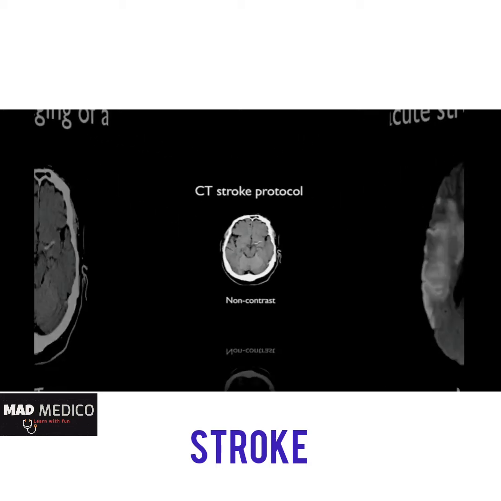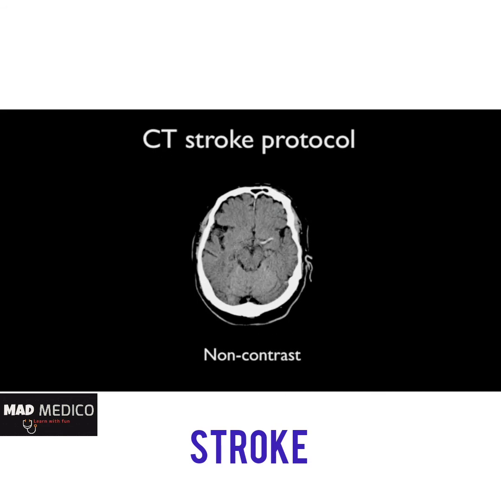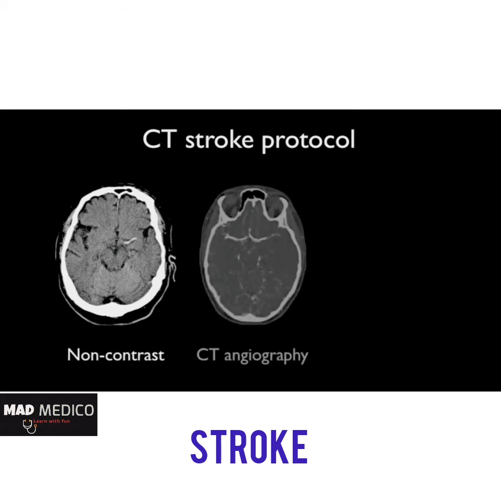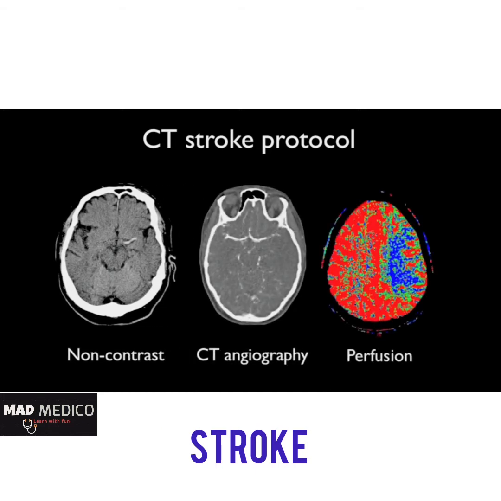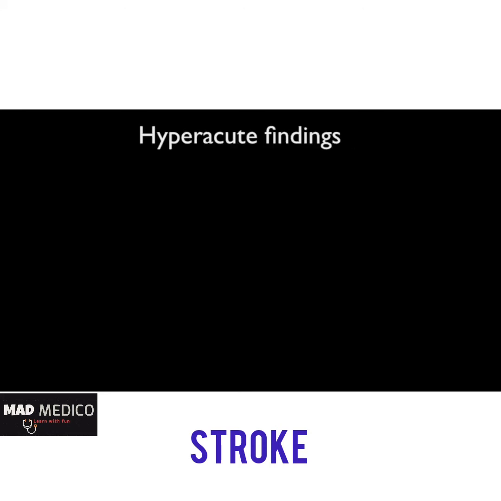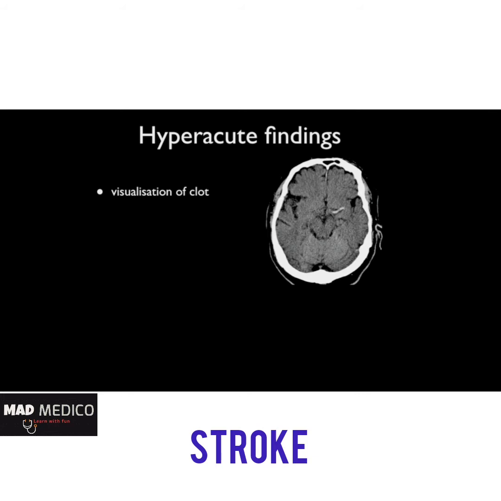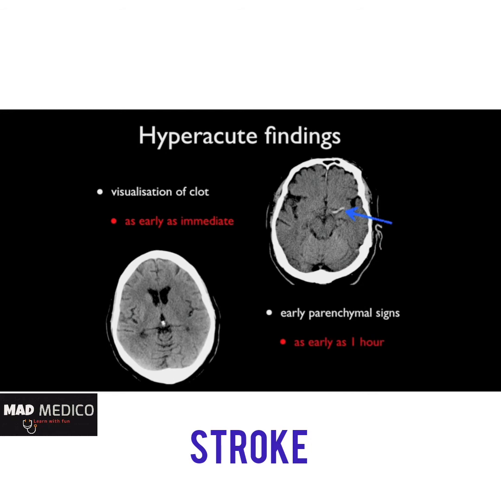The mainstay of imaging of acute ischemic stroke is with a non-contrast brain CT, although increasingly in the setting of ischemic strokes this is being supplemented with CT angiography and CT perfusion. Let's focus on the hyperacute findings in ischemic stroke. This can be divided into two main sections. One is direct visualization of the clot or embolism, and this can be seen immediately, or early parenchymal changes, which can be seen as early as within 1 hour of onset of symptoms.